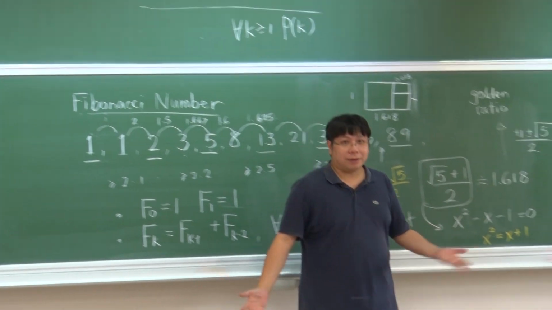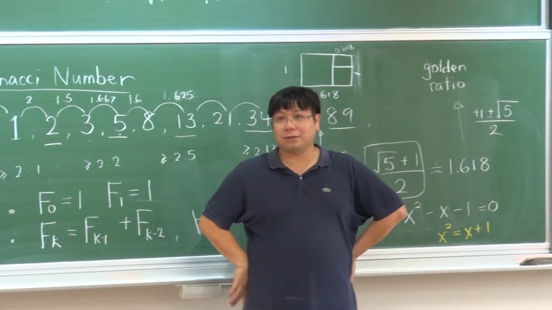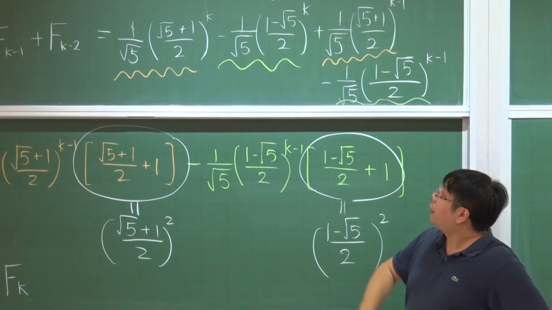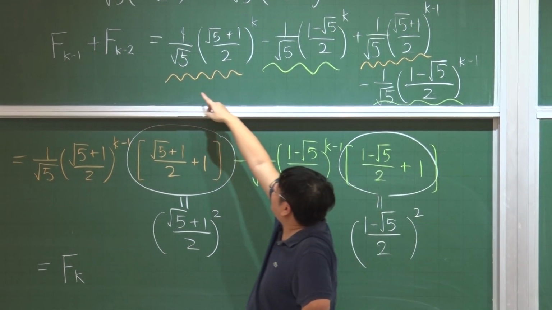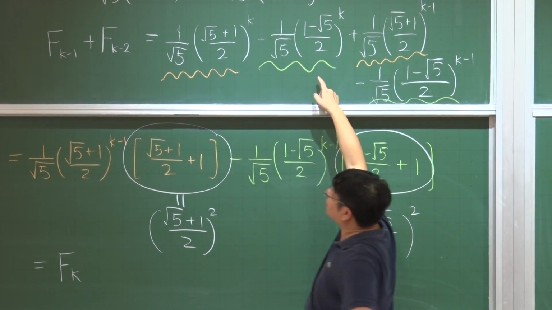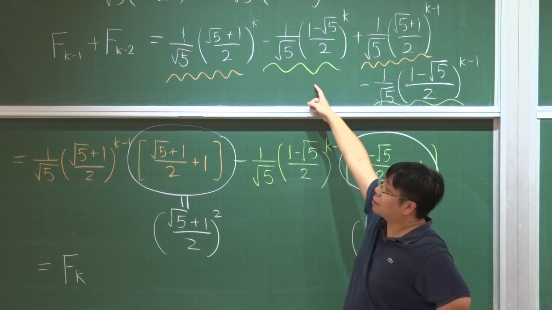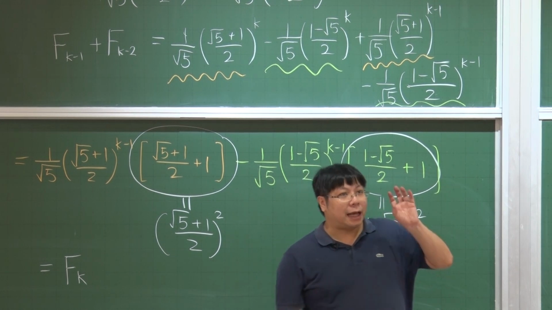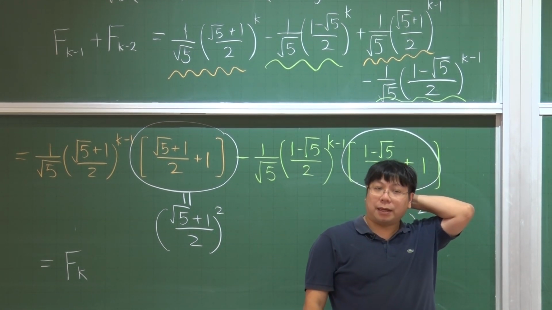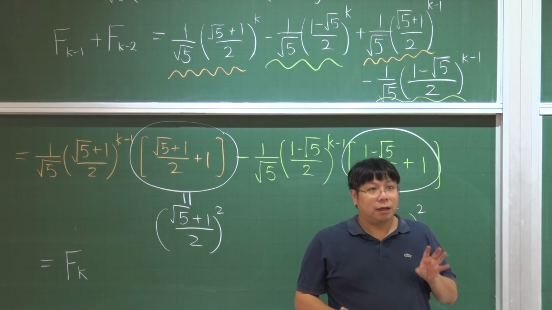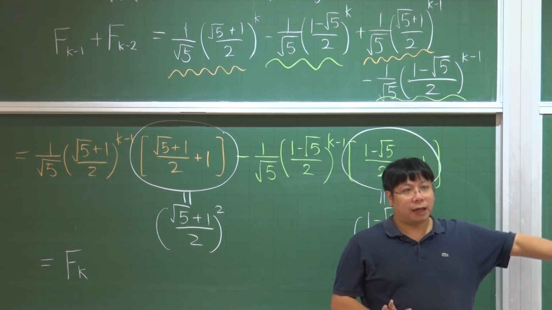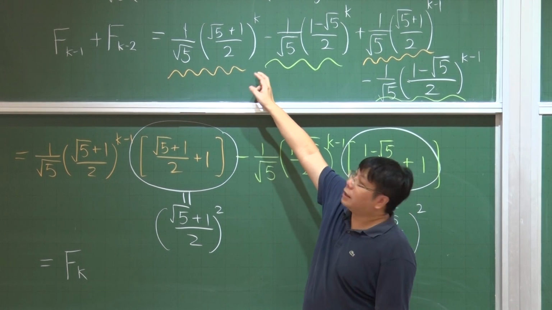So where is the strong induction? Where is the strong induction? I'm claiming that this works. How can I suddenly say f_(k-1) is equal to this one, and f_(k-2) is equal to this one? I'm actually saying that all the numbers less than f_k, so f_(k-1), f_(k-2) up to f_1, all the Fibonacci numbers that are less than f_k, have agreed in this form.